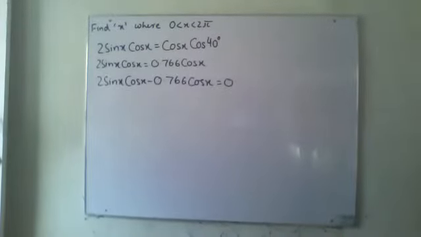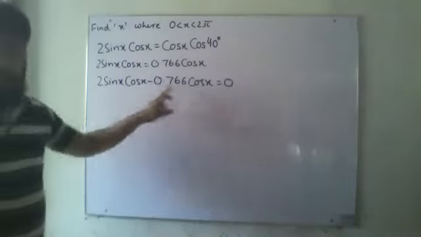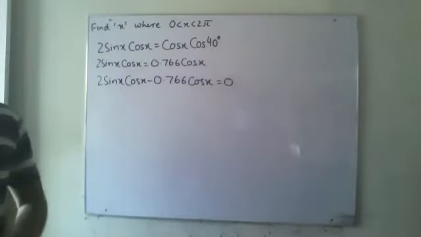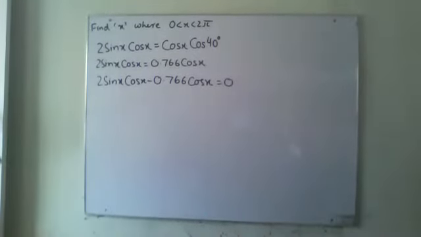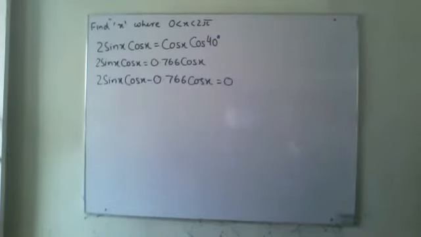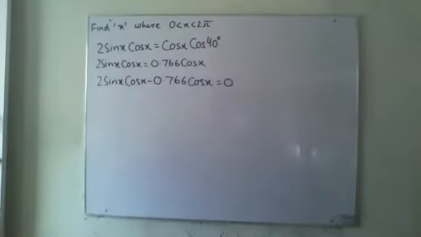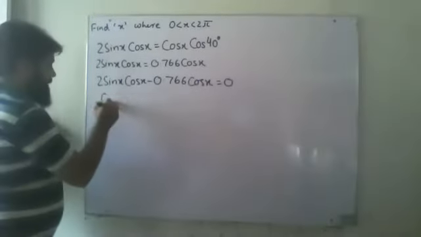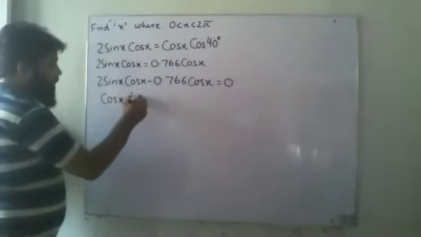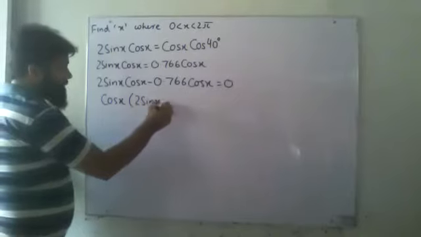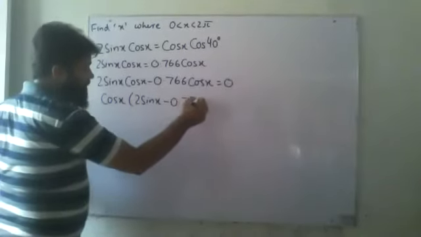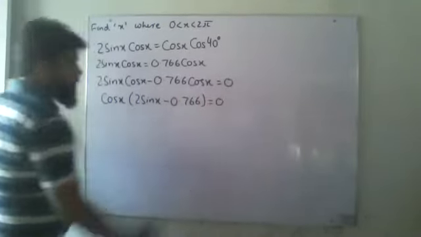Okay, so now what I will do: cos x is common in both of them. So I will be taking out cos x common, and after this I will simplify whatever simplification I can do over here. So with cos x taken common, it becomes 2 sine x minus 0.766 equals 0.